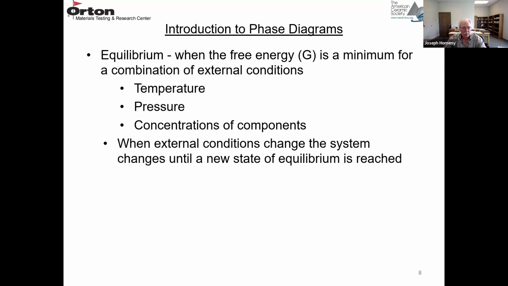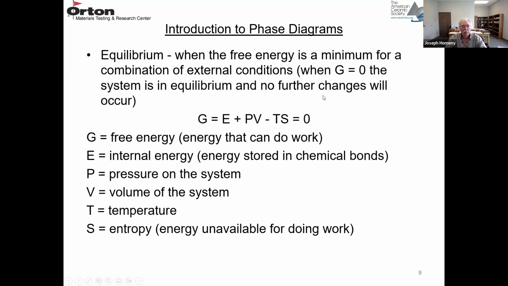If you change temperature, pressure, or concentration, the system's no longer at equilibrium. It will change to reach equilibrium. So the free energy has to be a minimum. So when G, the free energy, equals 0, the system is at equilibrium and it no longer changes.